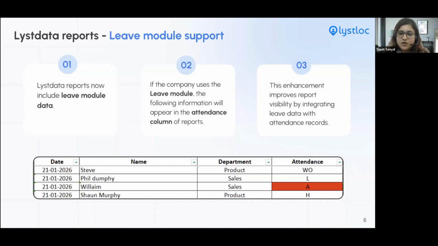Under the attendance report which you currently have, there will be a leave module column as well. The leave module column shows whatever leave type the user has added. It can be work from home, week off, leave, absent, or it can be a holiday as well. Based on that, we support a leave module report as of now.